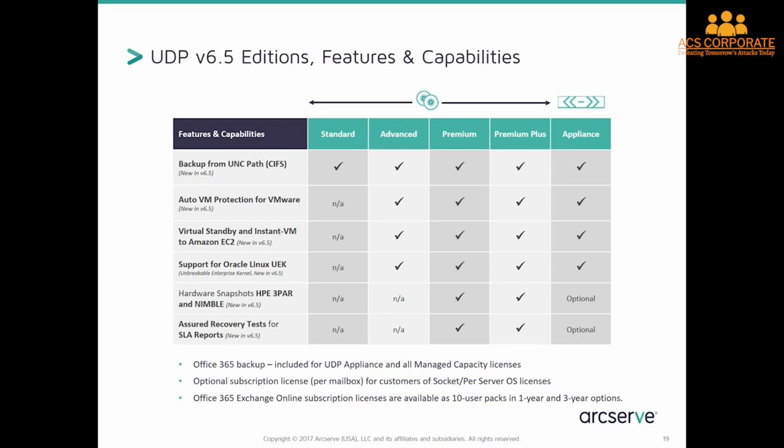For Office 365 backup, that's included with the appliance, and it's also included on all managed capacity licenses. So in that case, basically whatever backup size your Exchange Online takes comes out of your allowance for those licenses. Otherwise, if you're using a per OS or per socket license, there's an optional subscription available to be able to back up Exchange Online. These subscription licenses are available as 10 user packs, and you can get them in 1 year and 3-year subscription options.